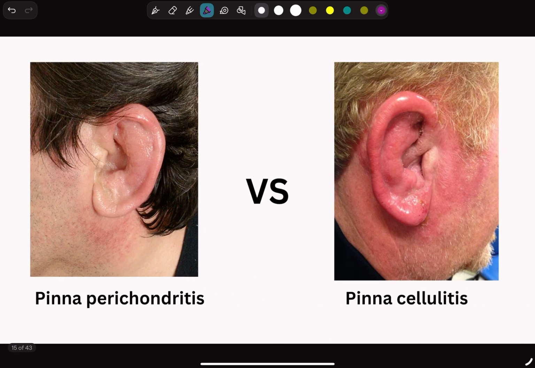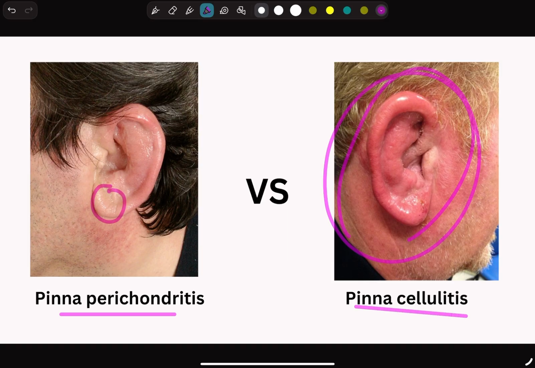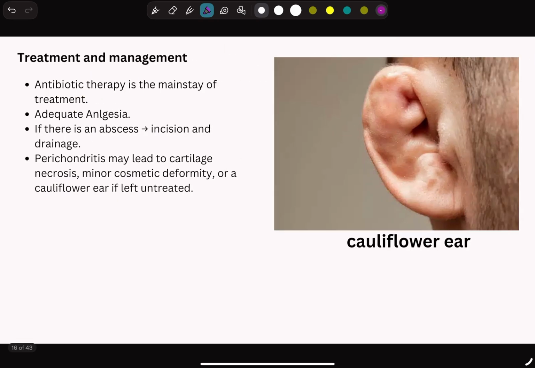As we said, in pinna perichondritis the lobule is spared. It's very important to distinguish it from other conditions like pinna cellulitis, where the whole ear is involved, even the lobule. So it's soft tissue, not only the cartilage. Because the organism might be different and the choice of antibiotics will be different, it's very important to distinguish between the two conditions. So, treatment of pinna perichondritis.